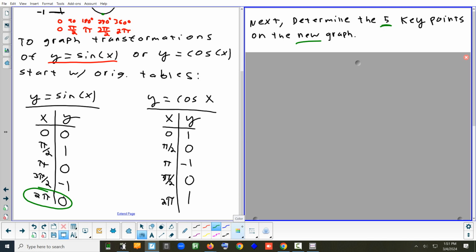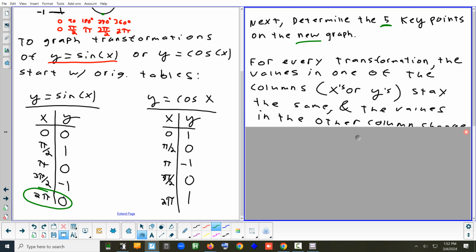What if you were to stretch something up or down? What would change? Just the y's. So the point is, no matter what kind of transformation we do, only one part of the coordinate will change. We're not going to do problems where I say shift it up and right at the same time. That's two things. Every problem we do is only going to have one thing for a transformation.